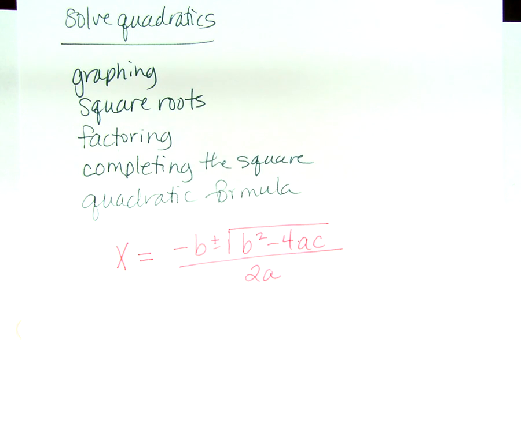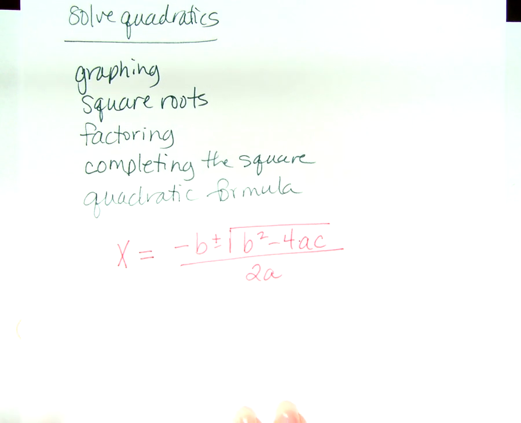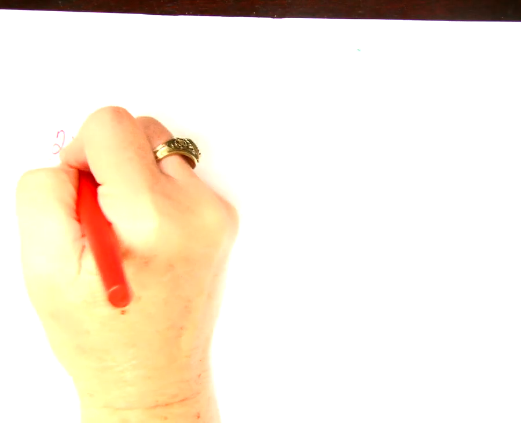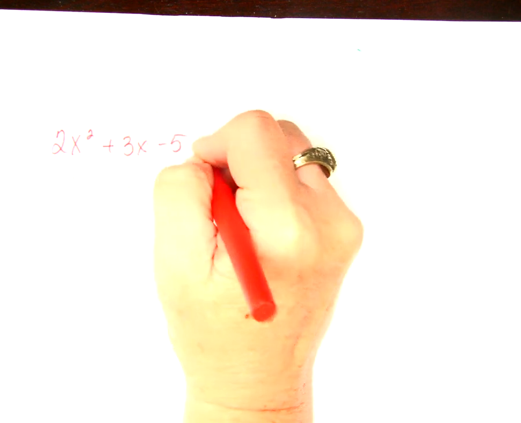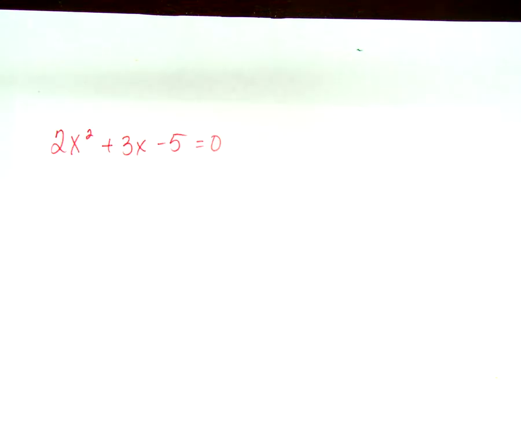Okay? So, can I do some examples for you? Do you think it's going to take a lot of examples? No. No, it's not. Okay? So let me do some examples for you. We'll start off with this one. 2x squared plus 3x minus 5 equals 0.